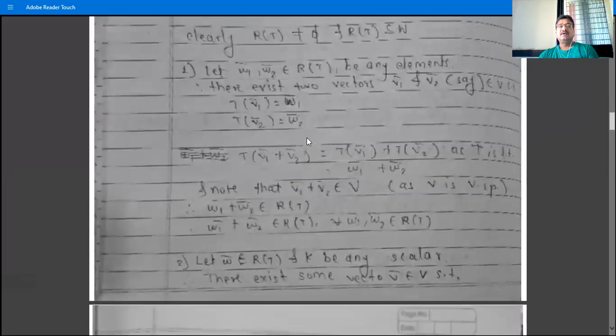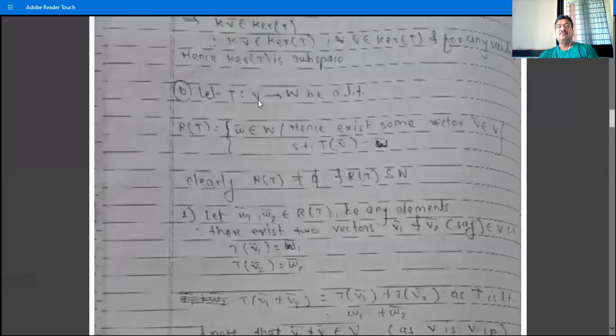So what is the definition of the range of T? T is a linear transformation from V to W. The range of T is the set of W bar belonging to W, that is, the elements from W, such that there exists some vector V bar in V, such that T V bar is equal to W bar. That is, this W bar is the image of some element of V. So this is the definition of the range, R(T), and we have to show R(T) is a subspace of W.